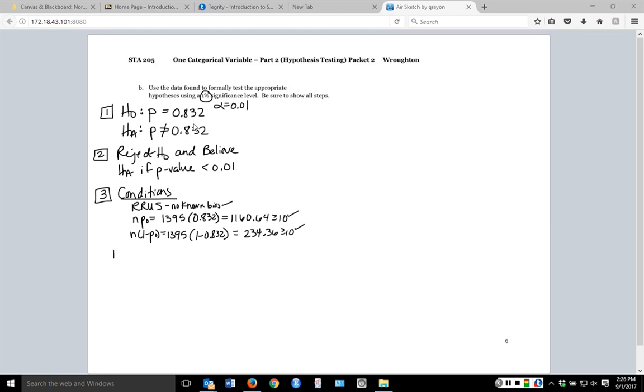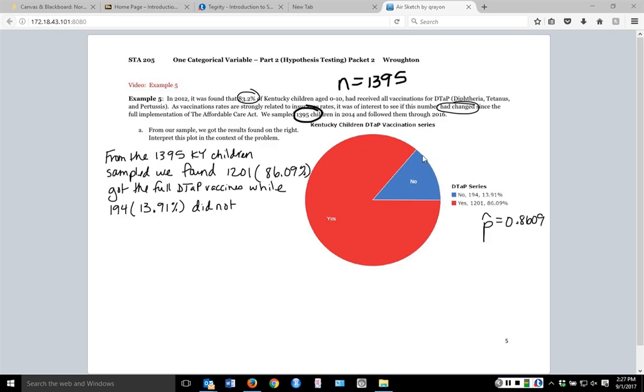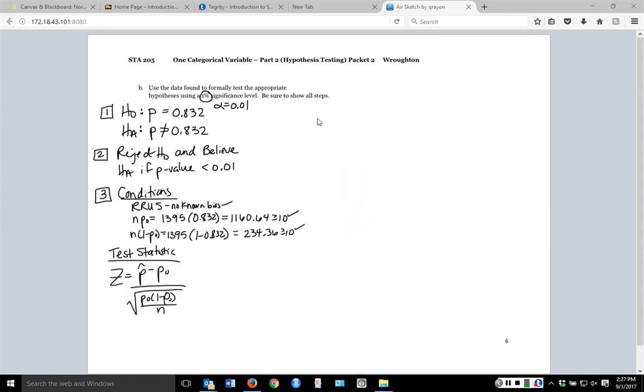And our other part of step 3 is our test statistic, which formula is on our formula sheet as well. And so we already have all of these numbers. So P0 we just used, that's our 0.832. Our P hat was given to us here of that 0.8609. Our N given to us in the problem of 1,395. So we have all of our numbers here.